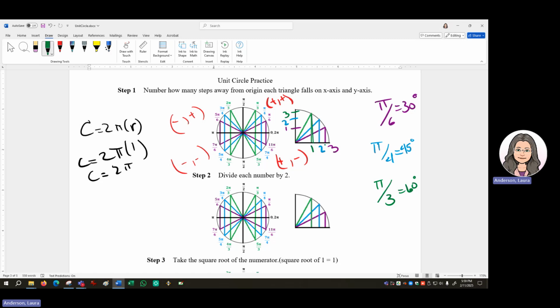The 45-degree angle is the second one to hit the x-axis, so we put a 2. And this 30-degree angle is the third triangle to hit the x-axis, so we put a 3. That's the first step. We're going to number 1, 2, 3.